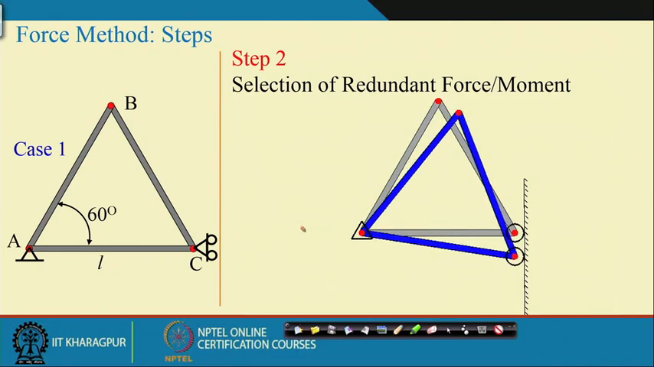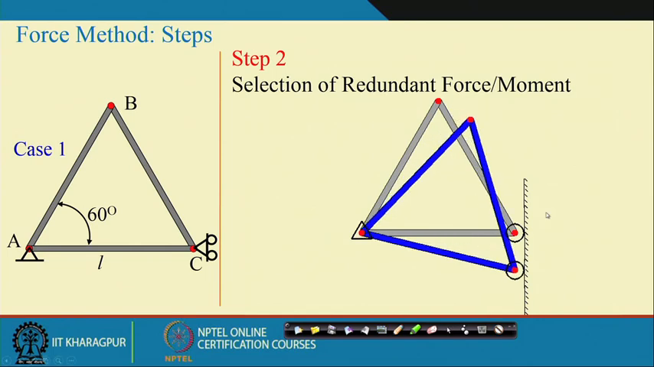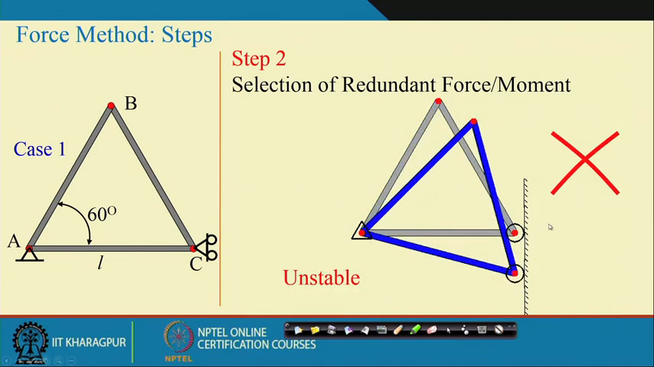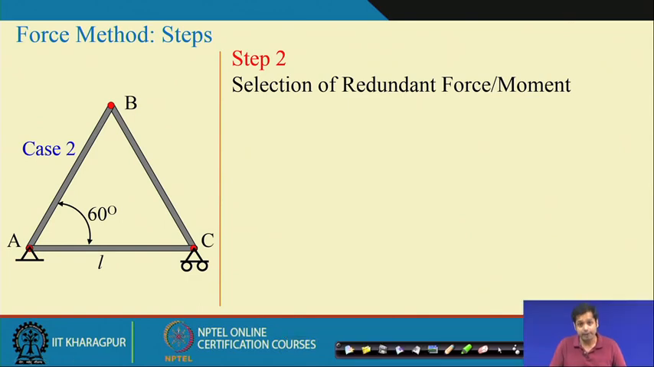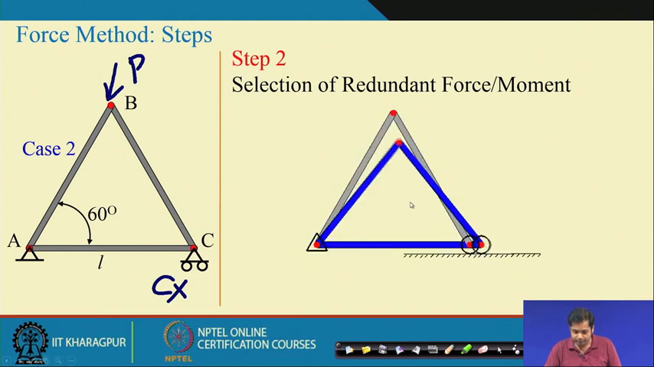But see what happens in the case of case 2. This one is an unstable structure, so it cannot be taken. Take the example of case 2. In this case, Cx is the redundant. Now, if we take Cx as the redundant and it is subjected to some load P here, then it may deform like this. In this case it is stable, and therefore we can take Cx as the redundant force.